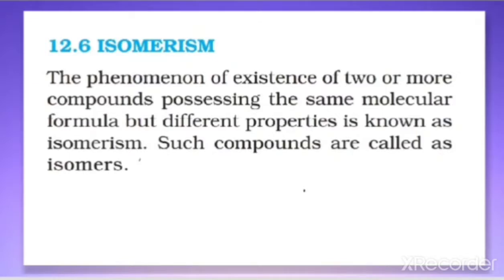That means if two compounds have the same molecular formula, that is, the number of carbon and hydrogen atoms are the same, but they possess different properties, and these properties can be physical and chemical. Such compounds, which have the same molecular formula but different properties, are called isomers, and such a phenomenon is called isomerism.